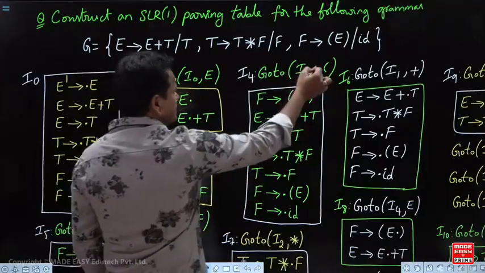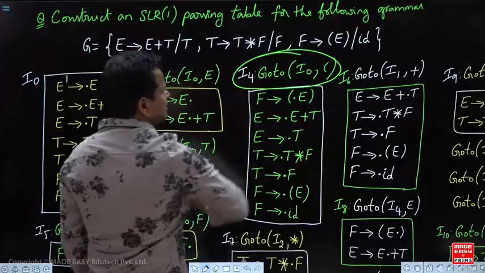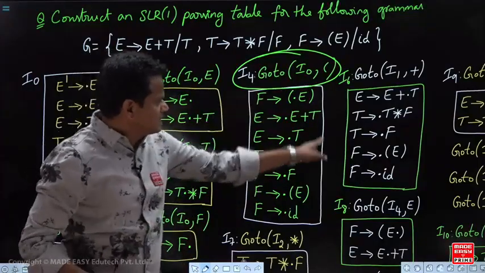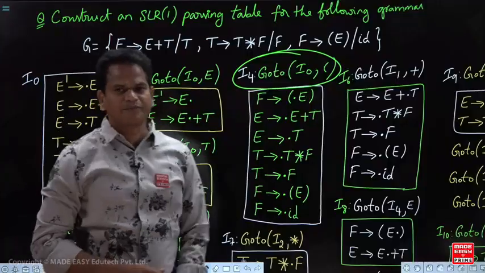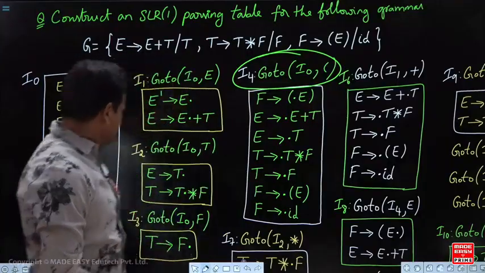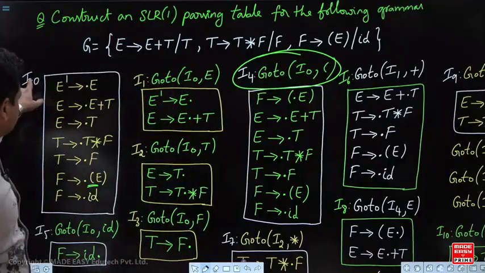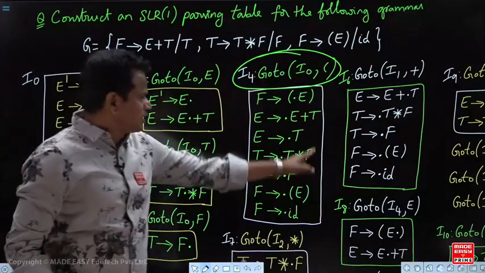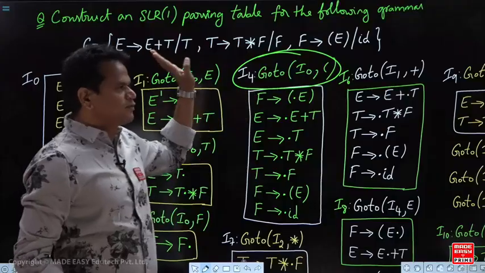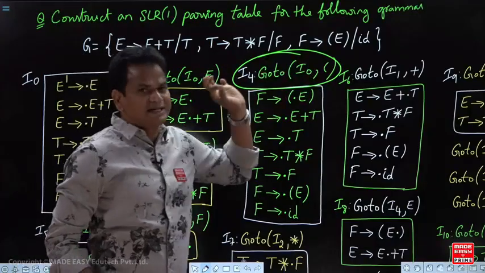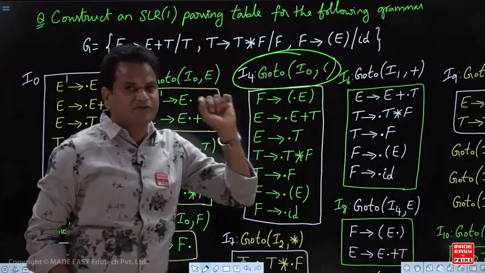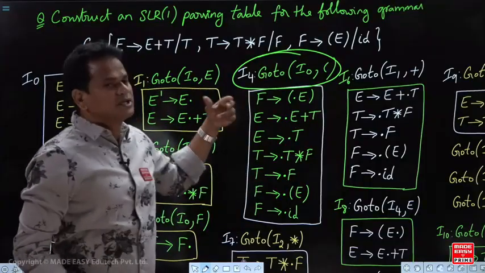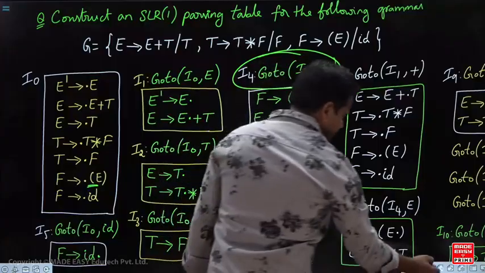You just look at this. I0 comma open. Where has it gone? It has gone to this state. And what is the name of this state? I4. Are you following? This is a terminal and the name of the state is I0. I0 comma open has gone to I4. And this is open, a terminal. For terminals, we write shift followed by number. What is the name of the state? I4. So shift 4.